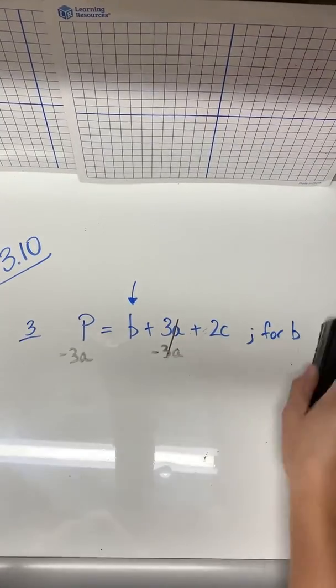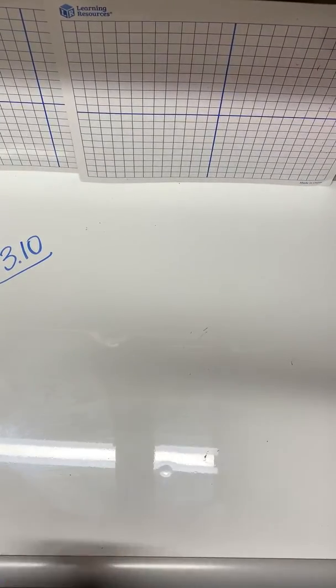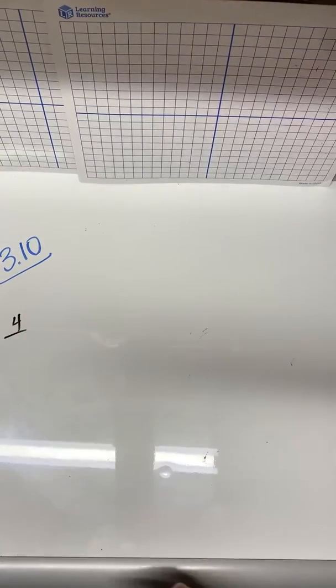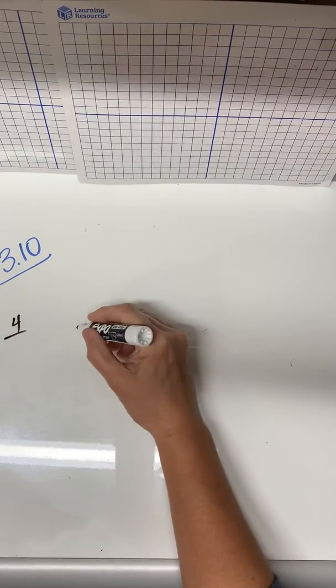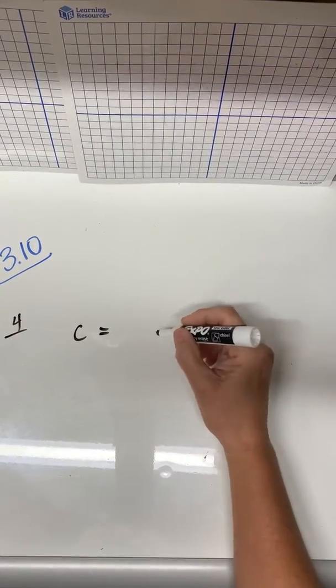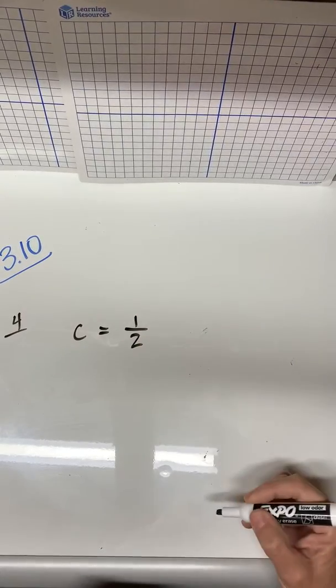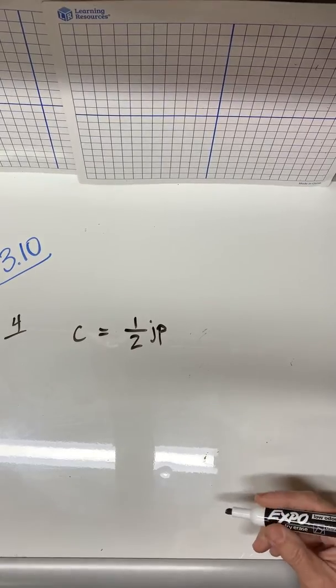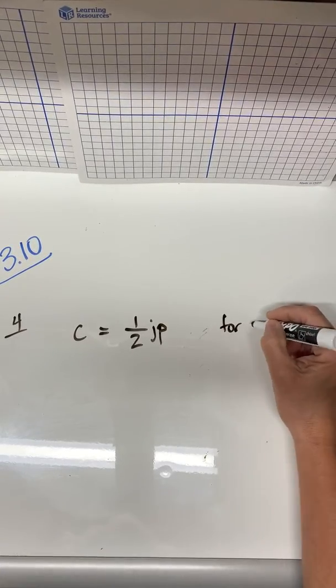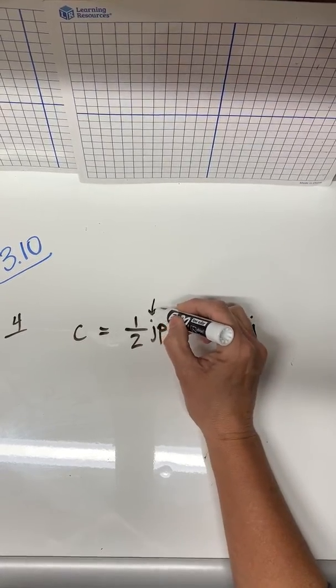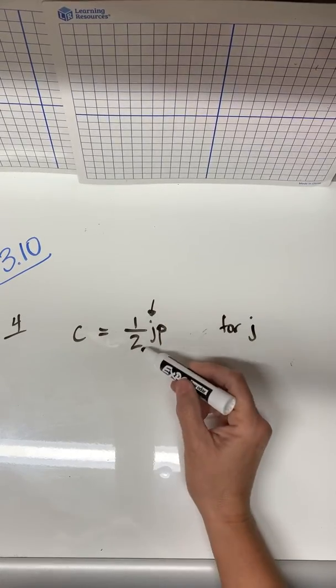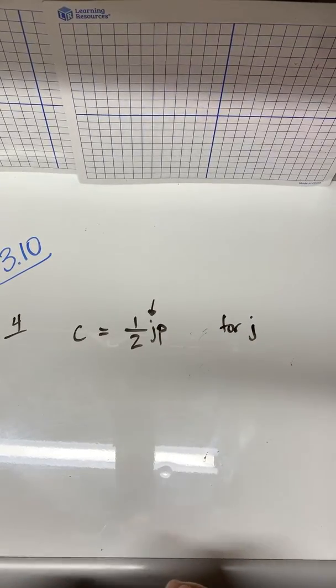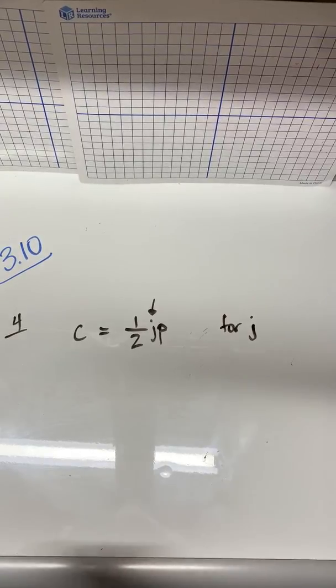Okay, so what do we do on question 4 when all of a sudden we've got a fraction in there, which is usually a little unnerving. So I have 1/2 JP, and I'm solving this for J. So J needs to stay put, okay? This 1/2 can be looked at in a couple different ways.